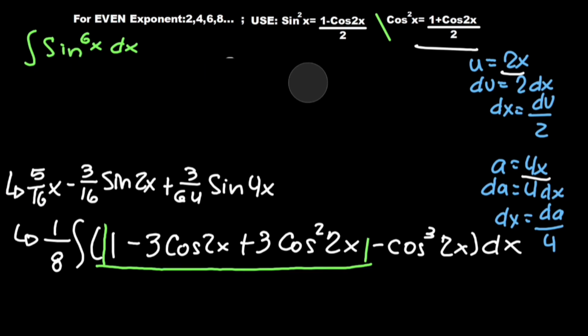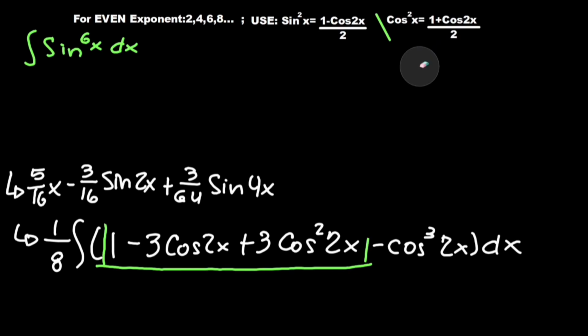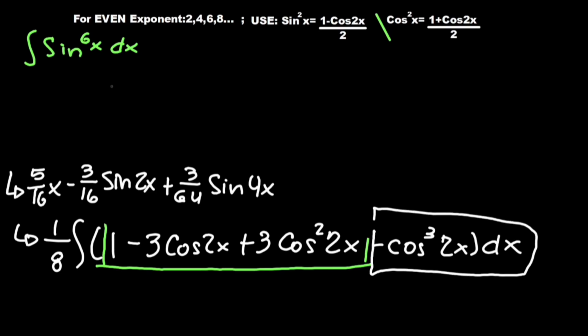And now, since we have this part, we can now focus on cosine cube of 2x dx. So what we're left with here is negative cosine cube 2x. Let me just rewrite this. This would be 1/8, integral of, this should be negative since this is negative, integral of cosine cube of 2x dx.